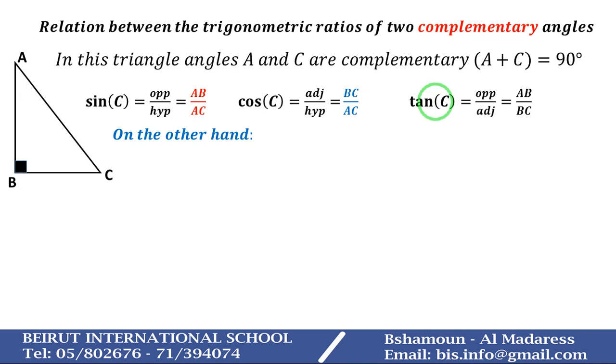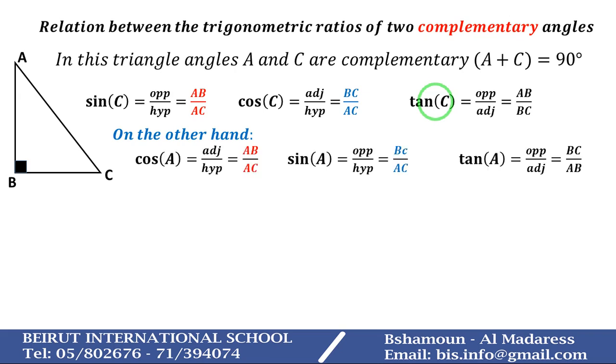On the other hand, let's calculate the three trigonometric ratios of angle A. So cosine A equals the length of the adjacent side by hypotenuse, which is AB over AC. As you see here, sine C, AB over AC, equals cosine A. Now sine A equals opposite by hypotenuse, which is BC over AC, and tangent A equals the length of the opposite over the adjacent side, which is BC over AB.